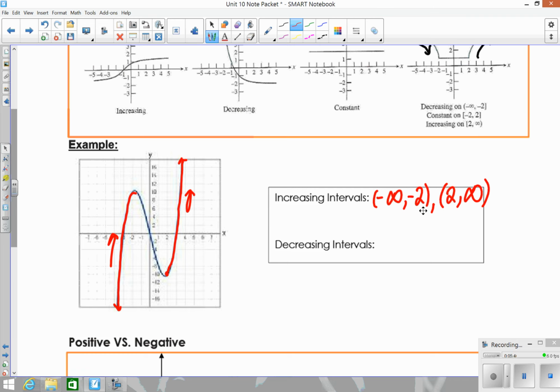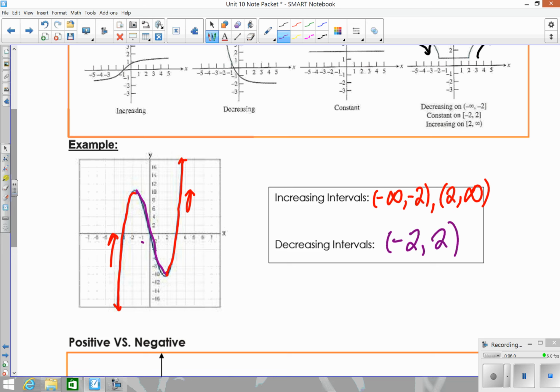So remember, these are the x values. So from negative infinity up to negative 2, my graph is going up. And then from 2 on, my graph is still going up. And then decreasing is going to be this section here. So it's decreasing between negative 2. So the x value is negative 2 to 2.